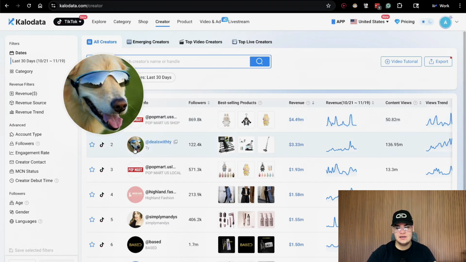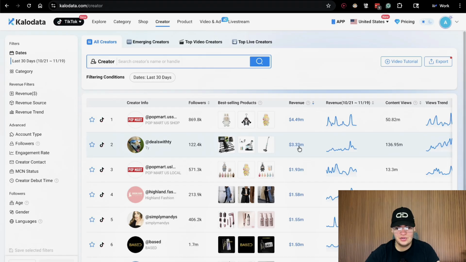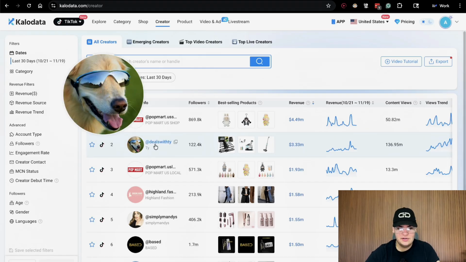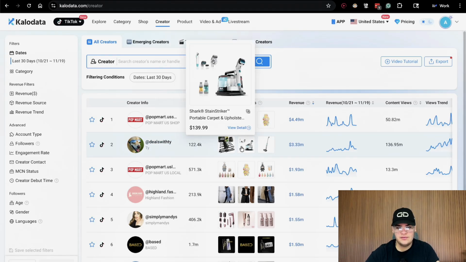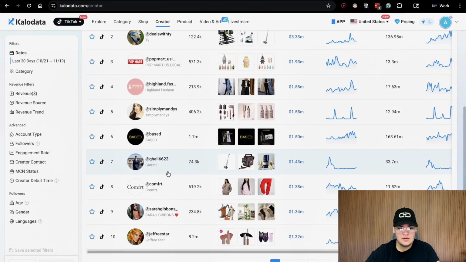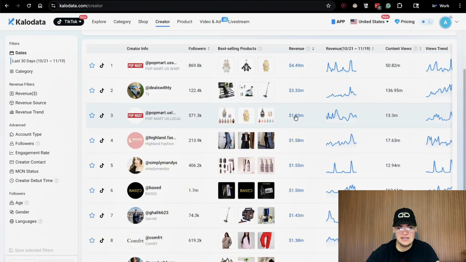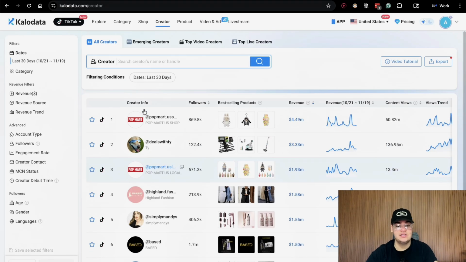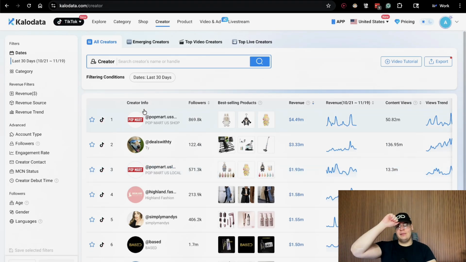Here we can see the second creator. So they generated $3.33 million in sales. Very good creator. You can see they're working with a bunch of different brands here, and so on and so forth. We can see this third creator right here, Pop Mart as well. So it's a self-operated account. They're killing it as a brand. They used to be very popular with the Pop Funkles, and they somehow managed to get in front of a completely different audience.